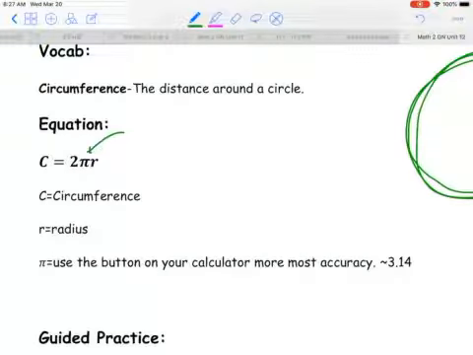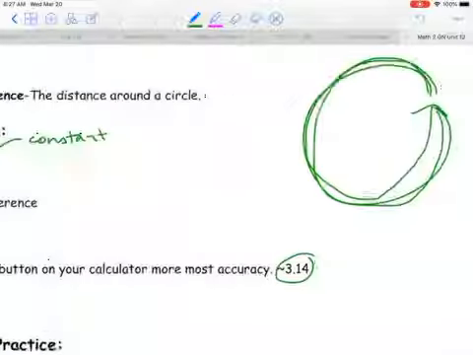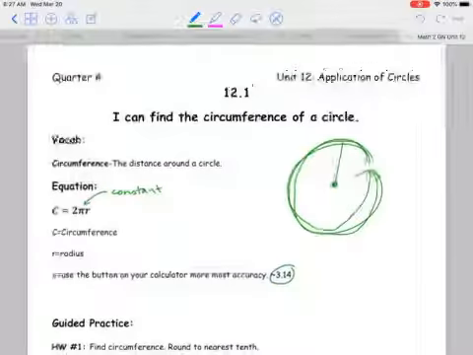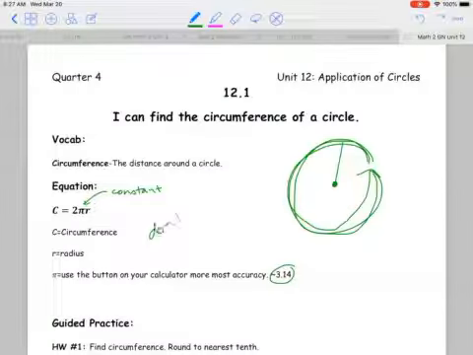So remember, pi is a constant, and that number is going to be whatever your calculator button for pi is. But if you don't have a calculator button, then you use 3.14. And then r is your radius, so you do have to figure that out. And remember, radius is from the center. So make sure you figure out what r is, especially if they give you the diameter. Don't use the diameter in the radius spot.